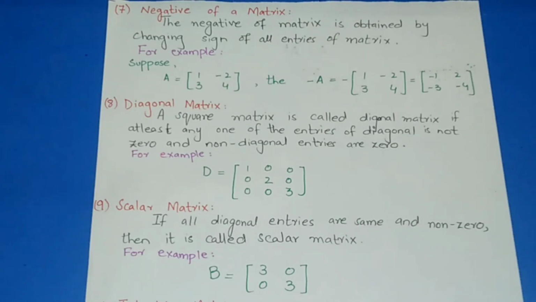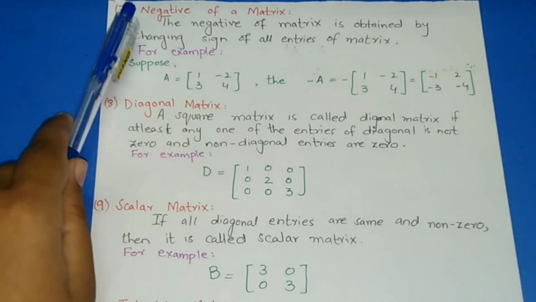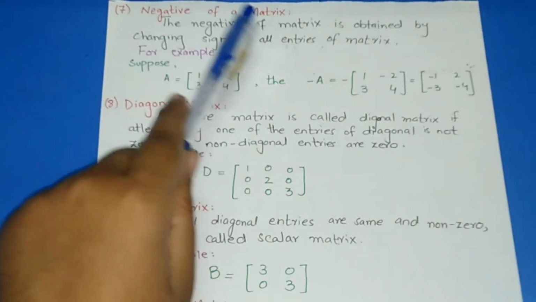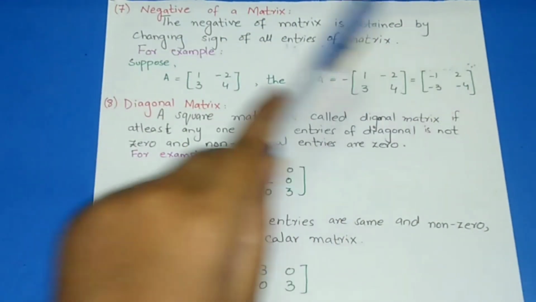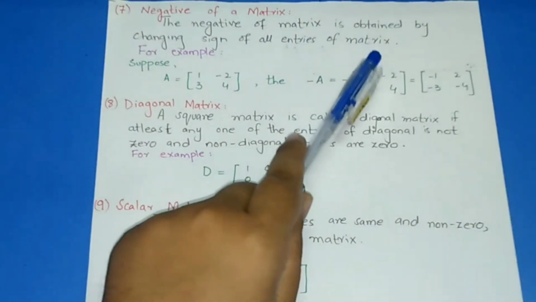The first 6 types of matrices I have discussed in the previous video. Now I will start with the 7th one, that is negative of a matrix. The negative of matrix is obtained by changing sign of all entries of matrix.